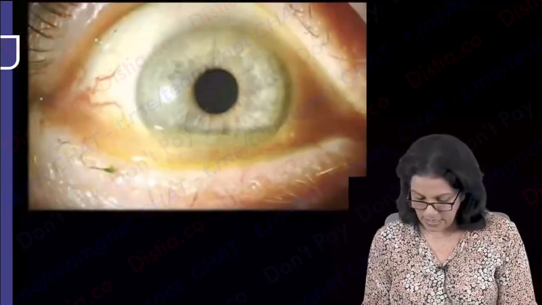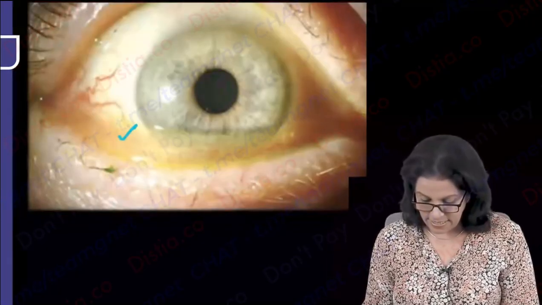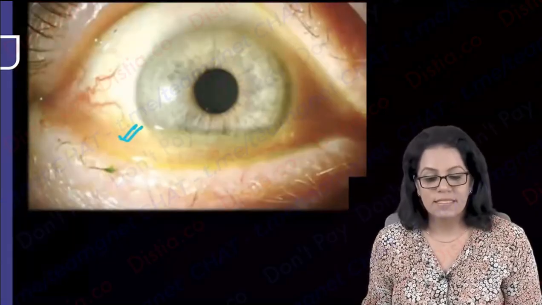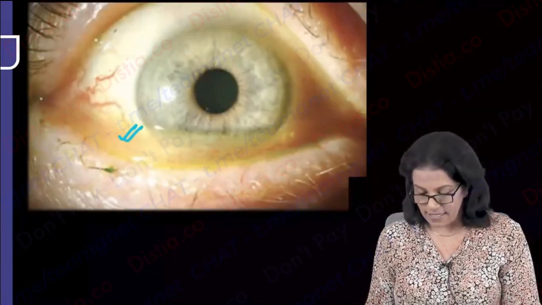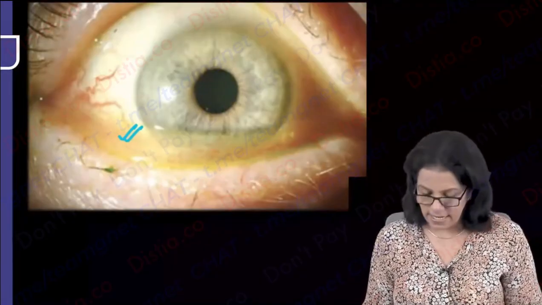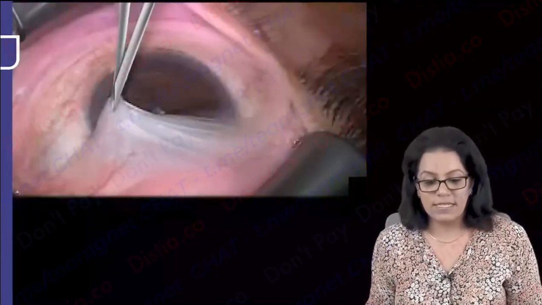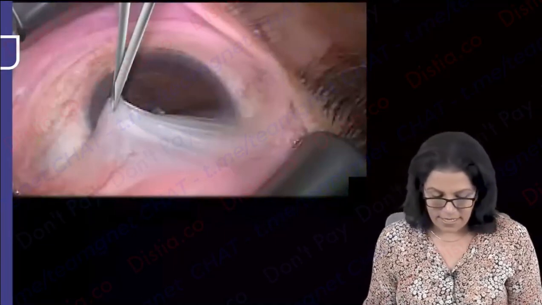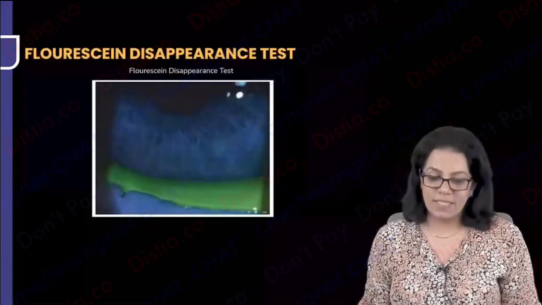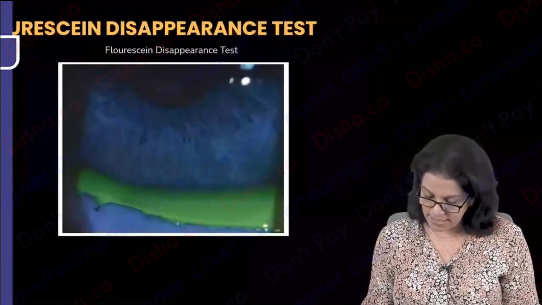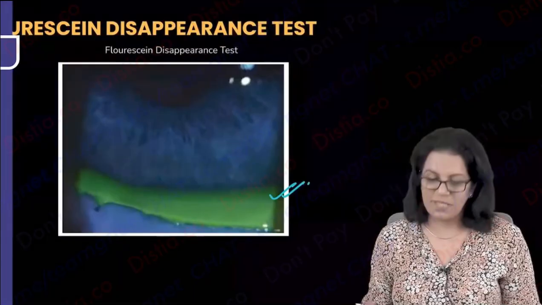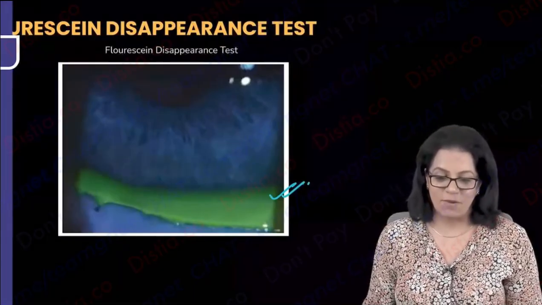Okay. Next, look at this one. This is conjunctivochalasia. Extra fold of conjunctiva which is blocking. Let me show you another slide. Look here. So this is the loose conjunctiva which is conjunctivochalasia. Okay, have a look at this slide. This is the fluorescein disappearance test where we expect the fluorescein to disappear in 10 minutes from the cul-de-sac.